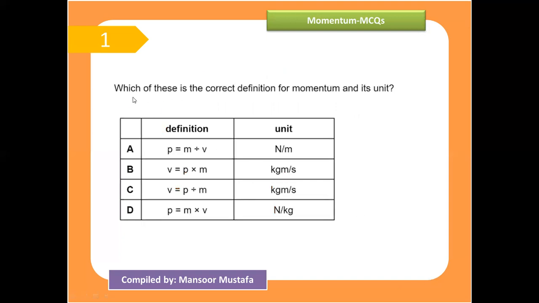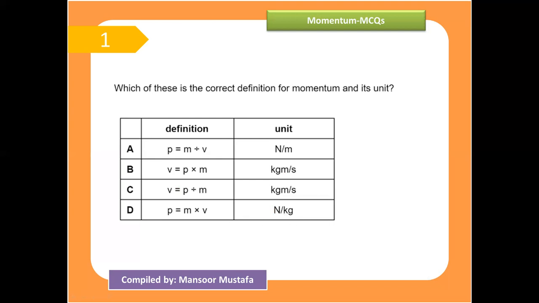In the first question, which of these is the correct definition for momentum and its unit? It means you have to tell the correct definition of momentum, meaning what is the correct formula to calculate momentum. Along with that, what is the correct unit? You have to choose both the correct formula and the proper unit.